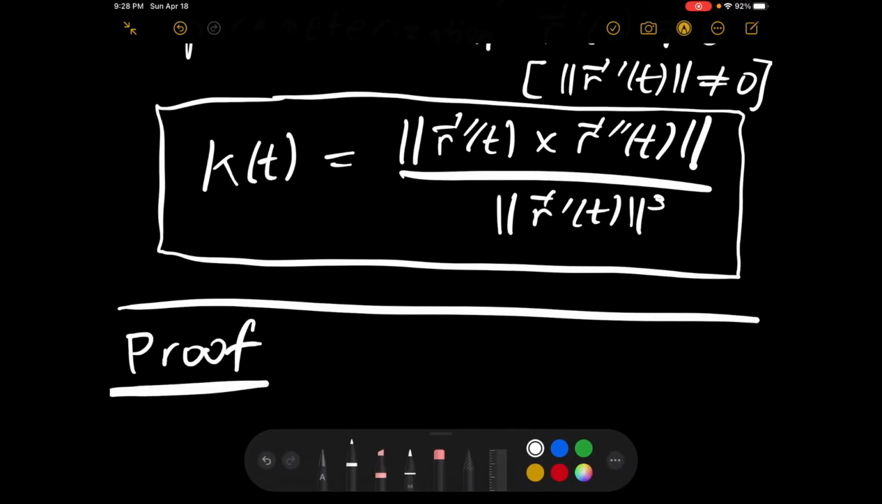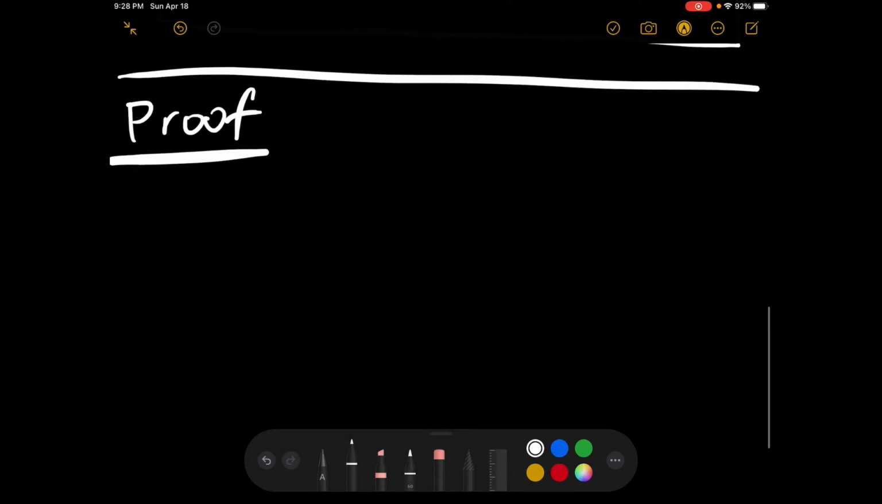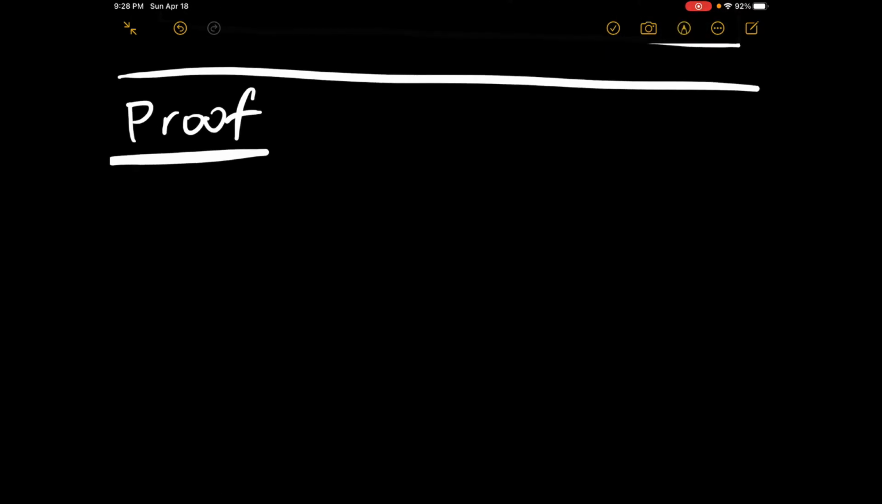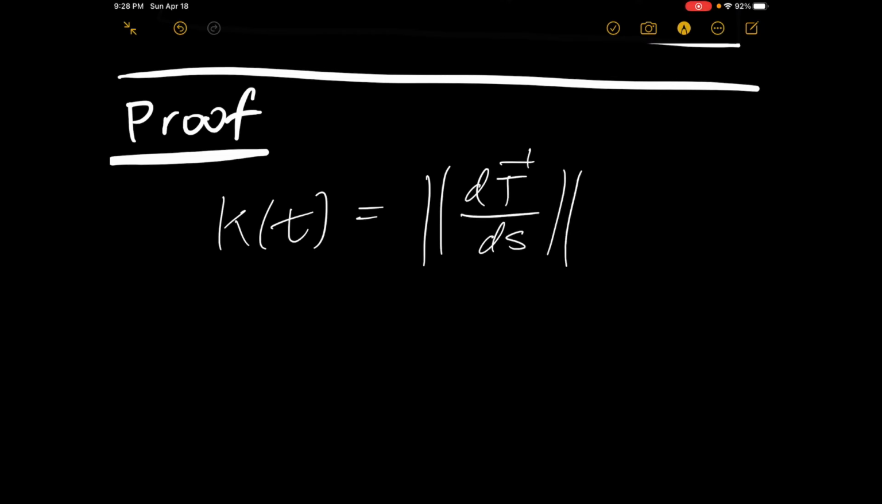Before I start, the first thing I need to talk about is the definition of curvature. Kappa, or the curvature, is defined as the magnitude of the derivative of the unit tangent vector with respect to distance.